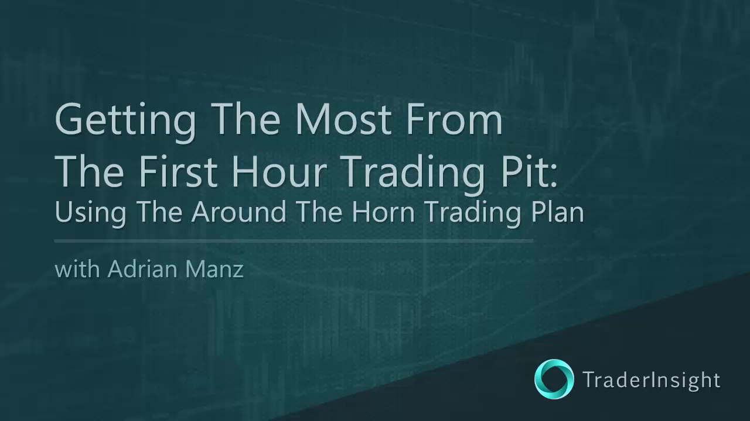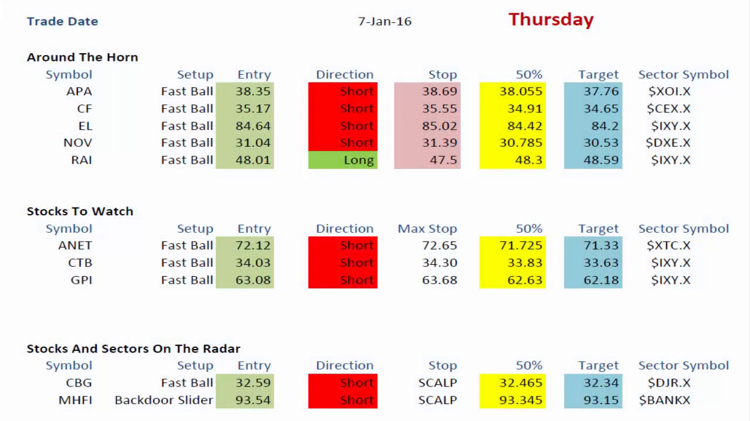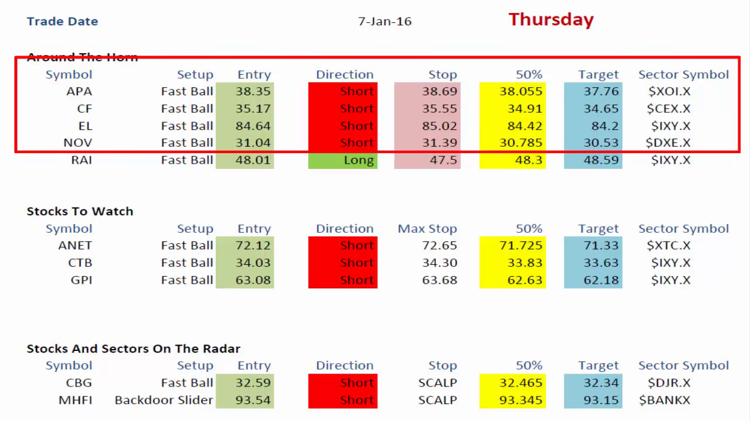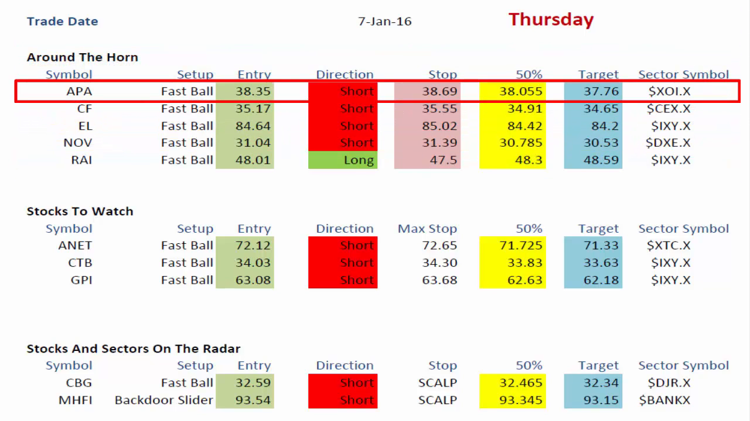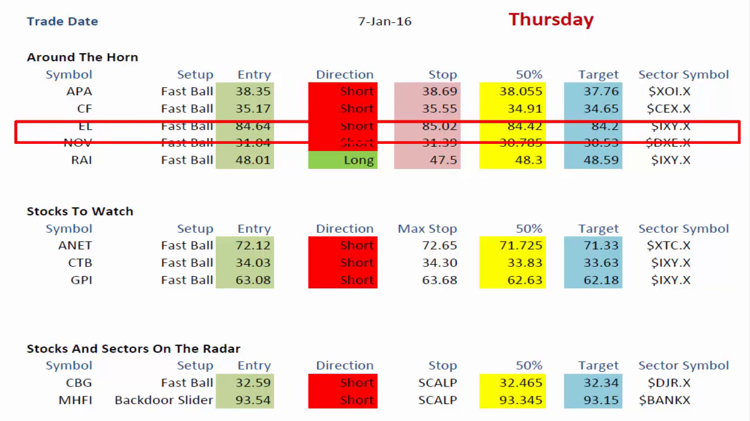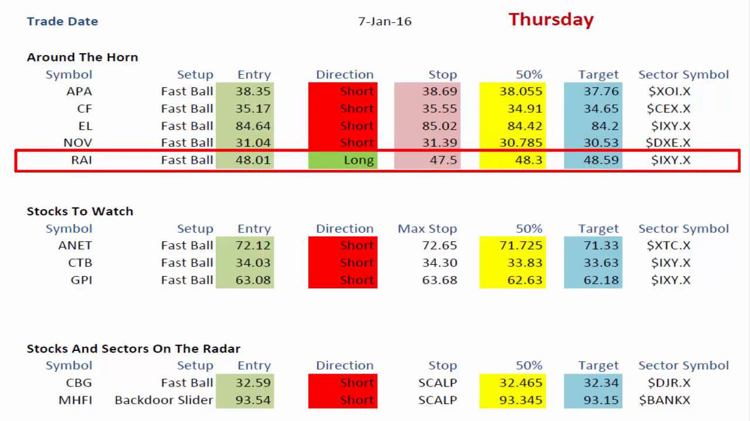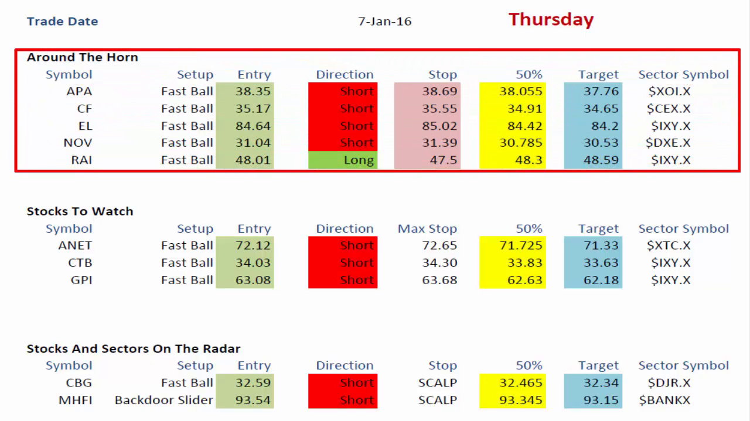So first things first, let's look at the trading plan gouge sheet for Thursday, January 7th, 2016. We see here that on the around the horn portion of the plan, we had APA on the short side of the market, CF on the short side of the market, EL on the short side of the market, NOV on the short side of the market, and RAI as our only long. So these were trades that I was able to set up ahead of time using conditional orders in my trading software. I put those together on Wednesday night. They were good to go first thing in the morning.